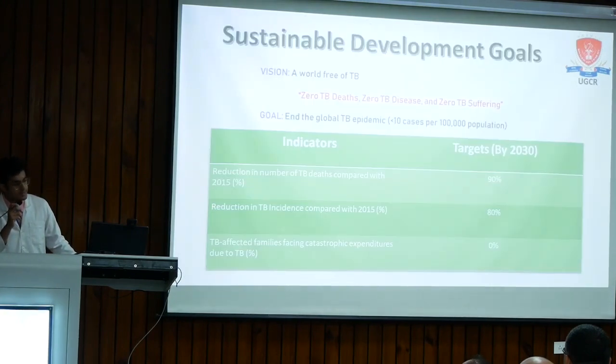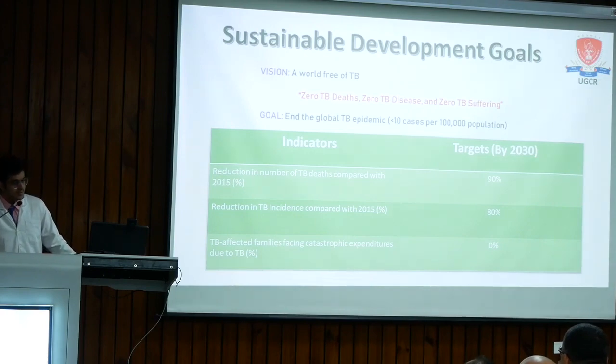Taking a look at the Sustainable Development Goals that have been set by the World Health Organization, they envision a world free of TB with the motto Zero TB deaths, Zero TB disease, and Zero TB suffering, with the goal to end the global TB epidemic, that is, have less than 10 cases per 100,000 population.